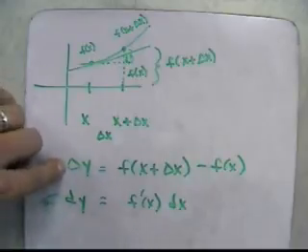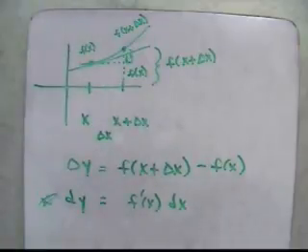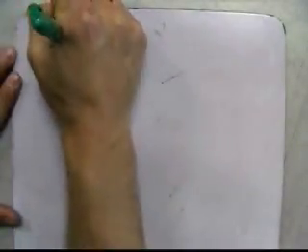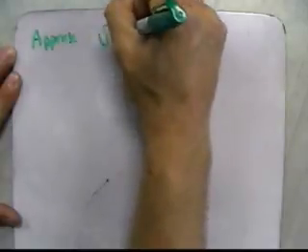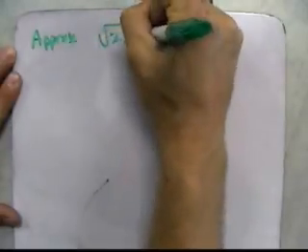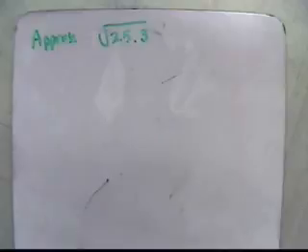Okay. All right, now, that was a lot of theory. I'm going to show you a couple problems that are going to make this just a little bit easier, and then hopefully we're going to be good. Okay. Let's approximate the square root of 25.3. Okay, we'll go to simpler numbers if we can.